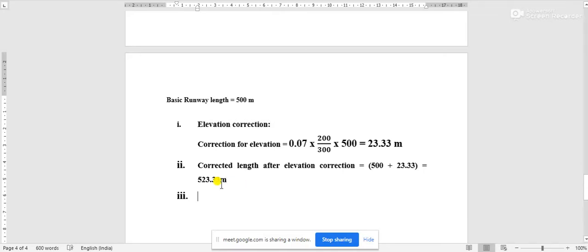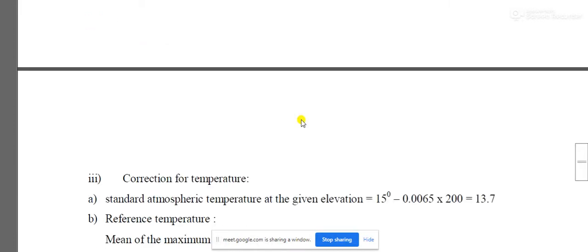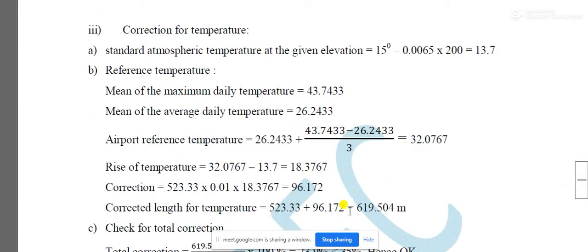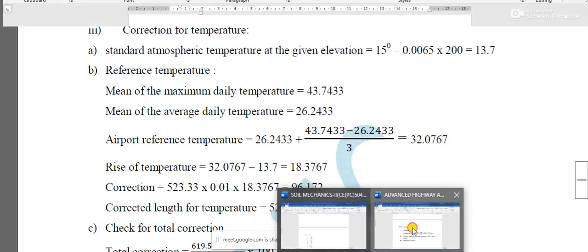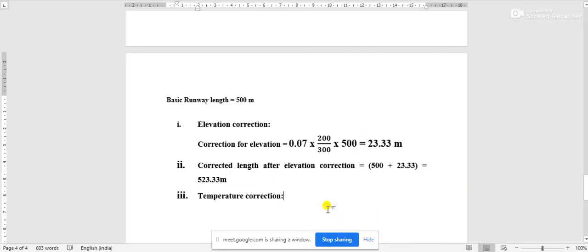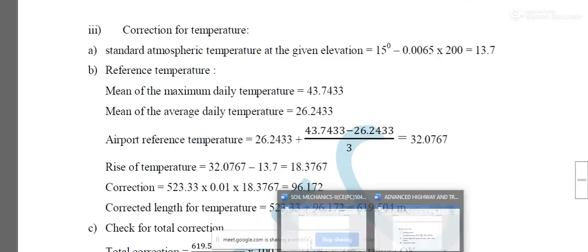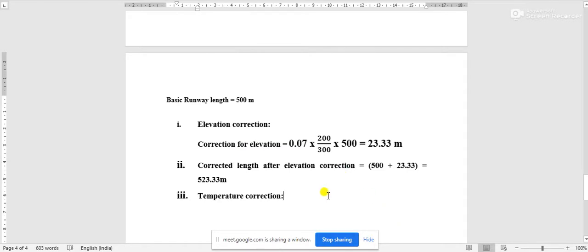Now step number 3, that is after correction of elevation, you have to go for temperature correction. For temperature correction, first you have to calculate two things. One is airport reference temperature, and another one is standard atmospheric temperature.